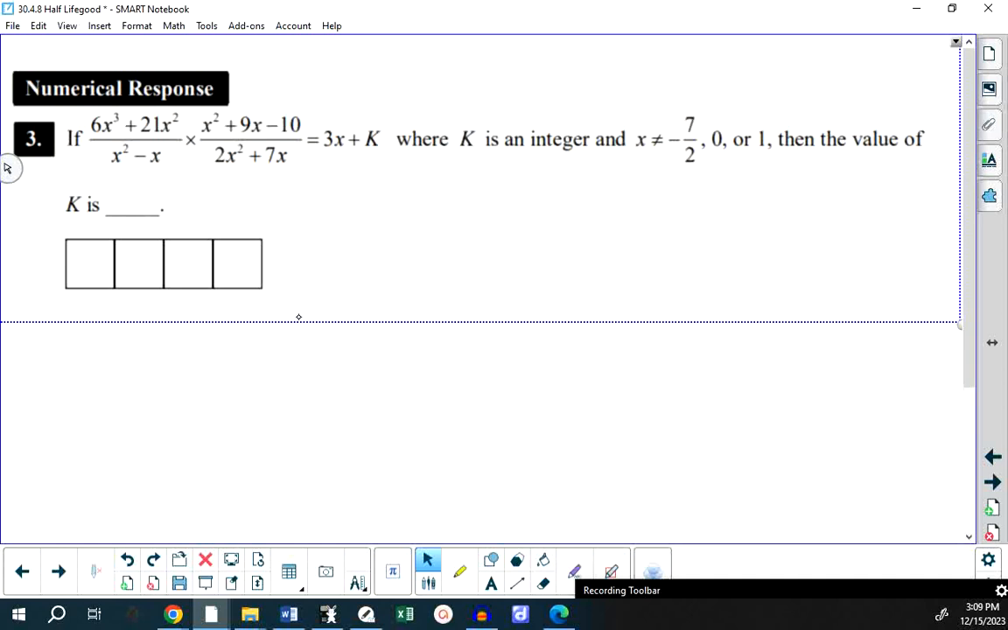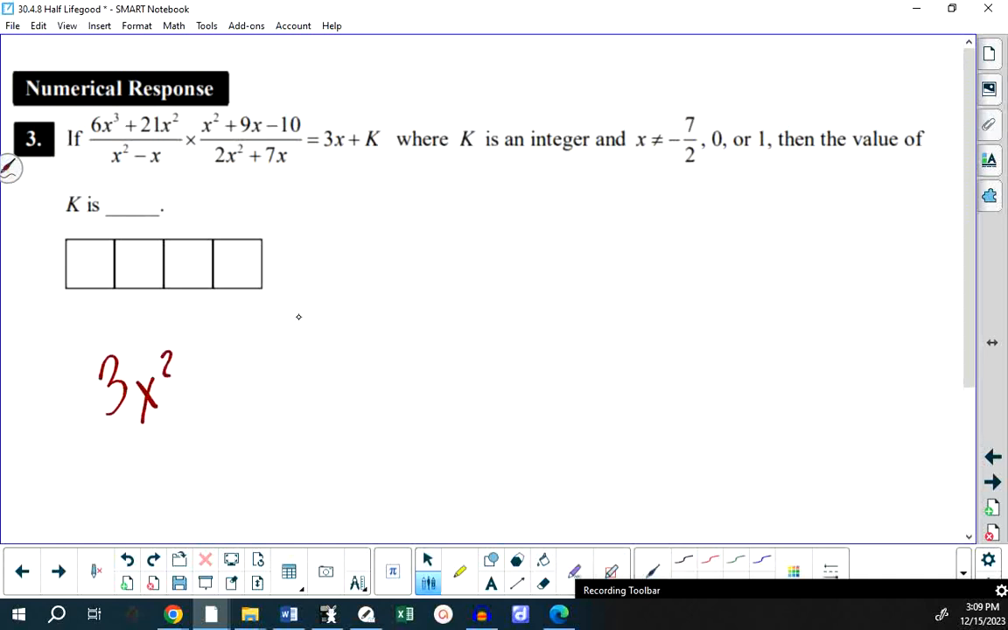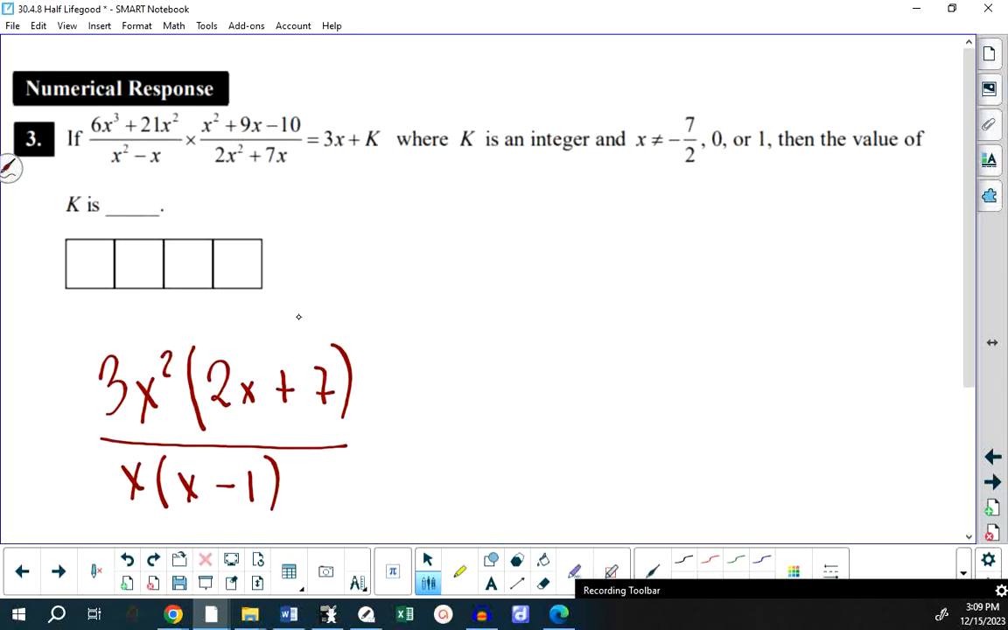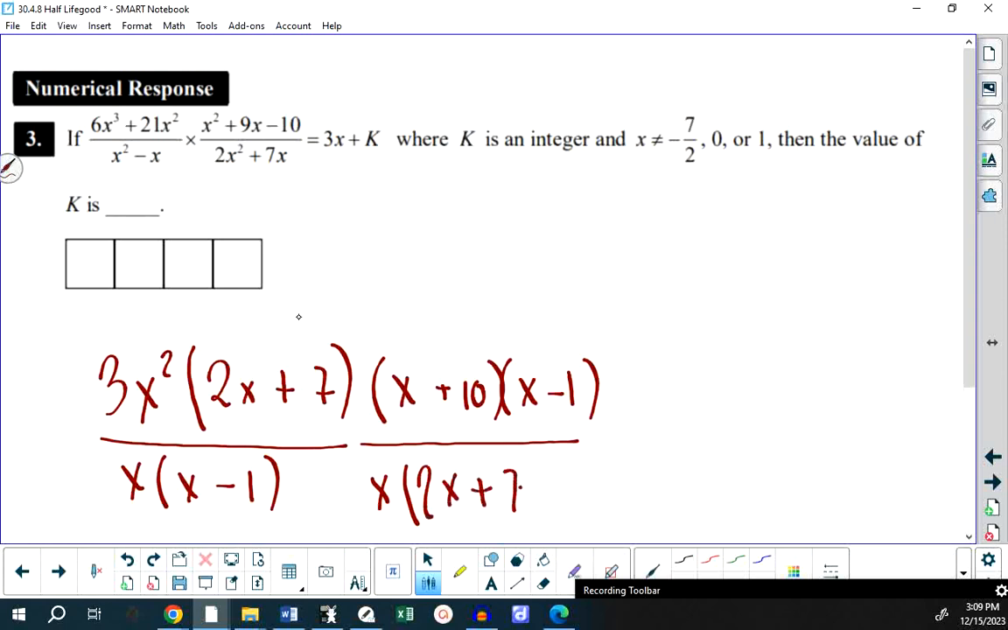And you simplify this mess by factoring completely. So in the numerator, I can factor 3x squared out and be left with 2x plus 7. In the denominator, I can factor an x out and be left with x minus 1. The numerator of the second expression factors into x minus 10, x plus 10, x minus 1. The denominator, I can take an x out and be left with 2x plus 7.